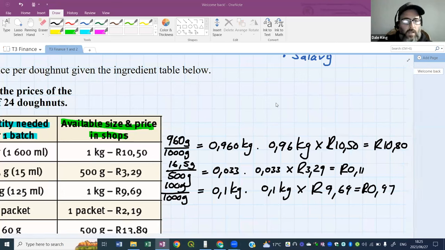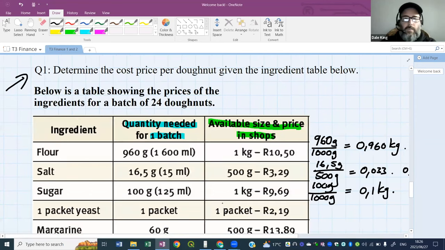1 kg. Yes. 1,000 grams is 1 kg. Yes. So stay with me. So the first fraction I did is I took 100 grams out of 1,000 grams, because 1,000 grams is 1 kg. I said, how much is 100 grams out of 1,000? It's 0,1. So 100 grams is 0,1 kilograms. Then I take my 0,1 kilograms and I times it by the rand value, and I only get 0,97. Okay, yes. All right, I'm using your method, Emmanuel. All right. Okay, so that was the sugar. Let's check again. That was the sugar.